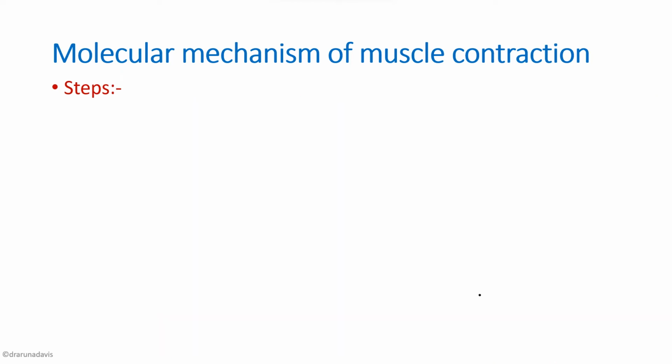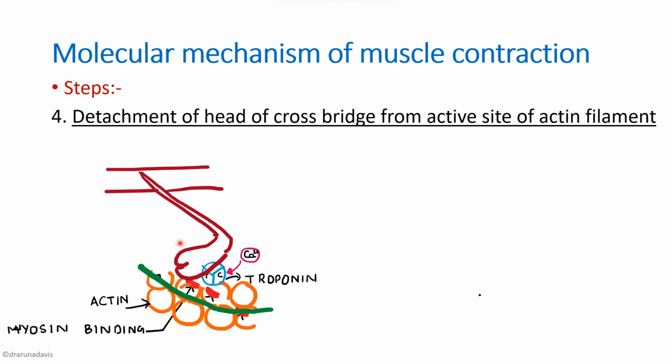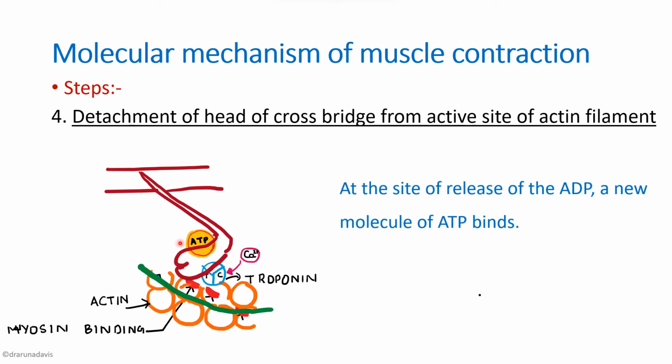So this will cause the next step, which is detachment of the head of the cross bridge from the active site of the actin filament. I said before that now the ADP and phosphate have been removed, right? So now this site is free for ATP to come and bind. So new ATP will bind onto the myosin head.